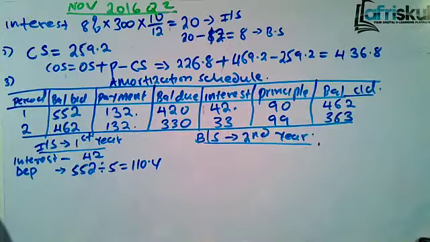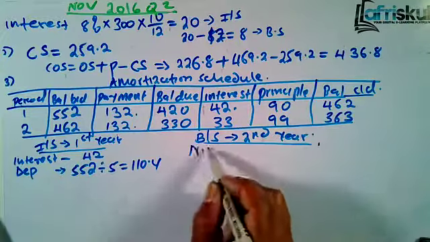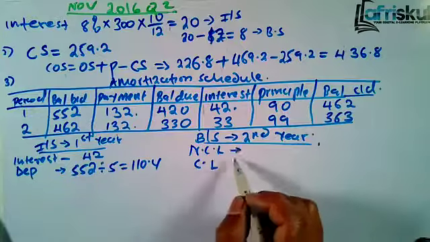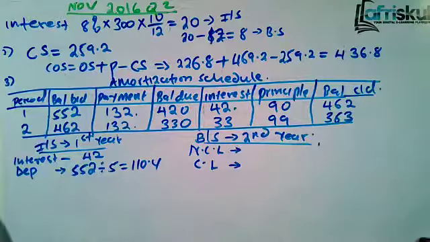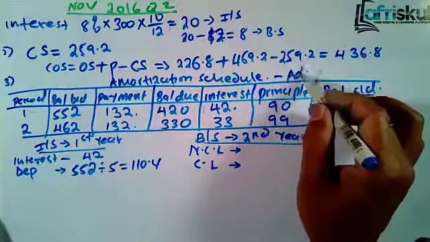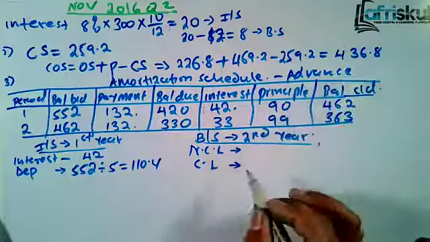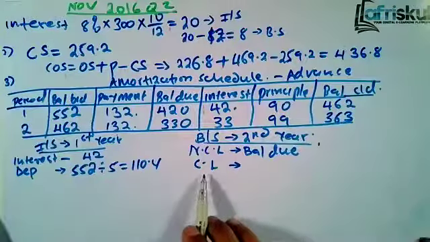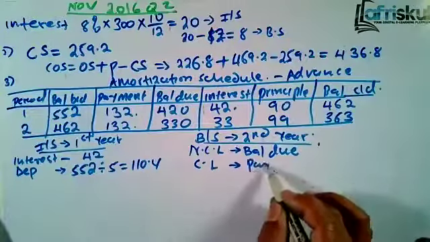Let's go to the balance sheet. To the balance sheet, we have what you take to the non-current liability. Also we have what you take to the current liability. Now, when you are paying in advance, for the non-current liability you usually take the balance due. And for the current liability, you take the payment.